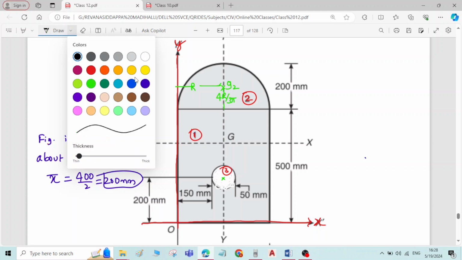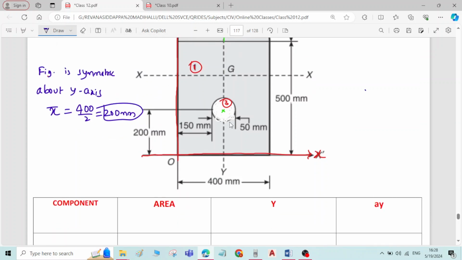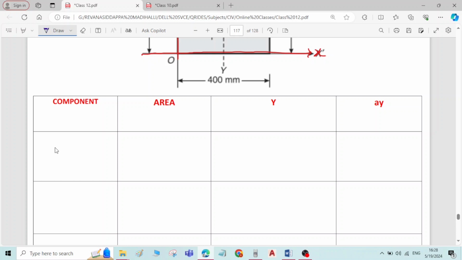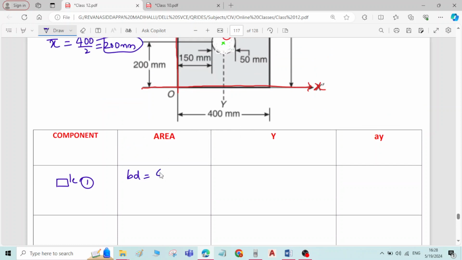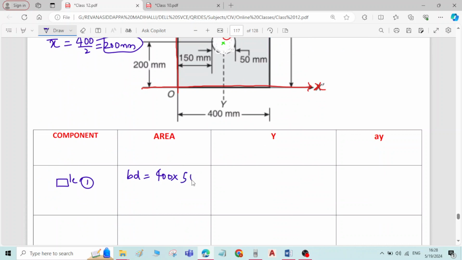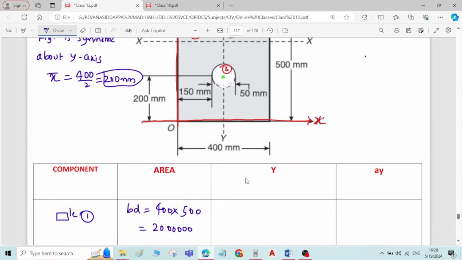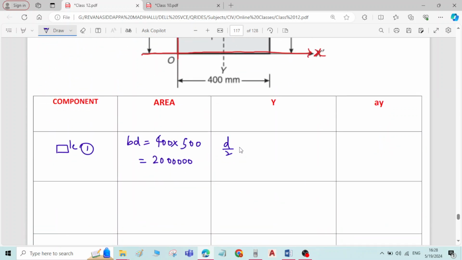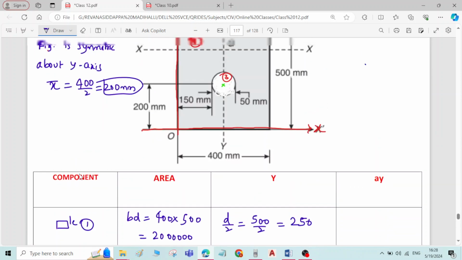Now I will take the first component, the rectangle. Rectangle 1: area is b into d. Width of the rectangle is 400, depth of the rectangle is 500, therefore 200,000 mm square. The y value for the rectangle is d by 2, 500 by 2, which is 250 mm.